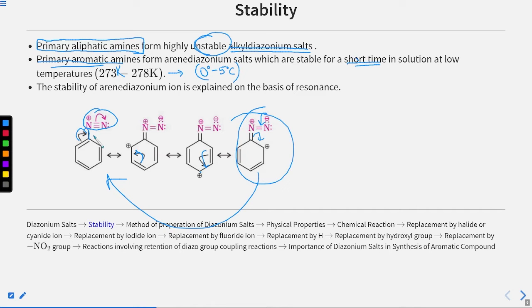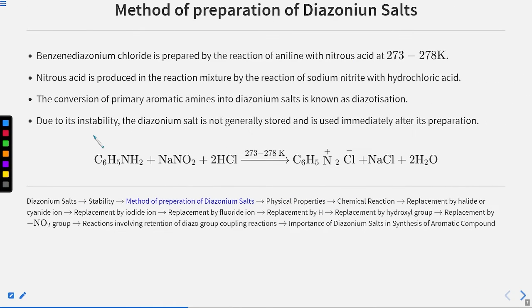Now next we will move to methods of preparation. So what are the methods of preparation? Till now only one method of preparation you will study. You have also known it from the alkyl halide chapter: if you treat your amine with NaNO2 and HCl, then at 0 to 5 degrees Celsius, the temperature should be maintained so that it does not degrade quickly. Then it will result in the formation of benzene diazonium chloride plus NaCl plus 2 moles of water.